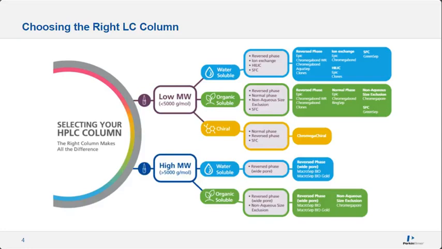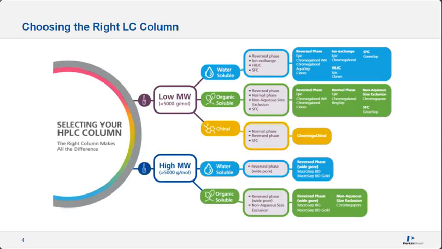If a molecule that's less than 5,000 molecular weight is organic soluble, then we have available for separation reverse phase, normal phase, non-aqueous size exclusion, and SFC. And again, we do have products in the various categories, such as reverse phase products, normal phase products, and non-aqueous size exclusion products. Finally, in the category of less than 5,000 molecular weight, we have a separate category of chiral separation. And these chiral separations can either be normal phase, reverse phase, or utilize SFC.